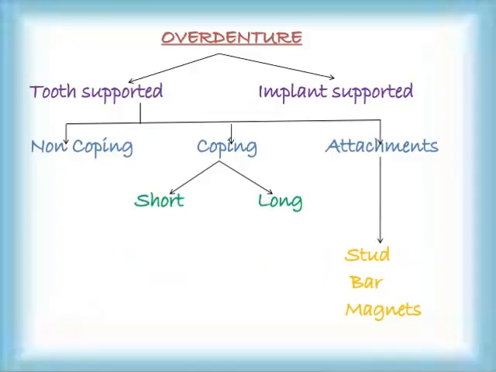The classification of overdenture: we can classify overdenture into tooth-supported and implant-supported overdenture. The tooth-supported can be classified into non-coping, coping, and attachments. The coping can be classified into short and long type, while the attachments will include stud, bar, and magnets type.